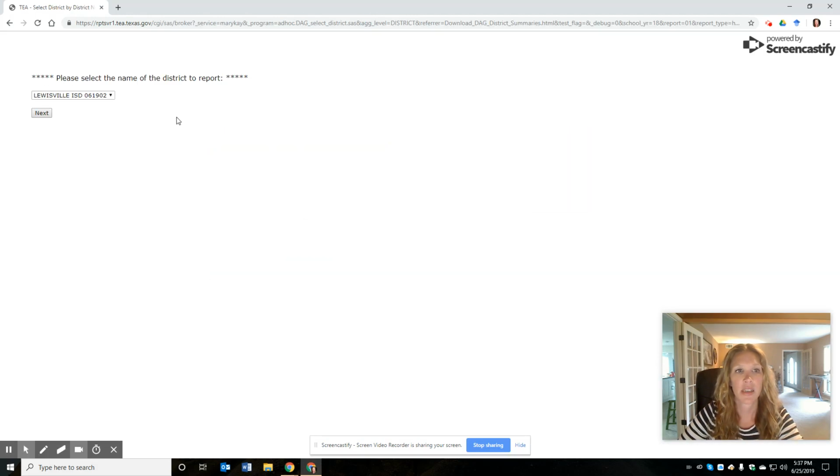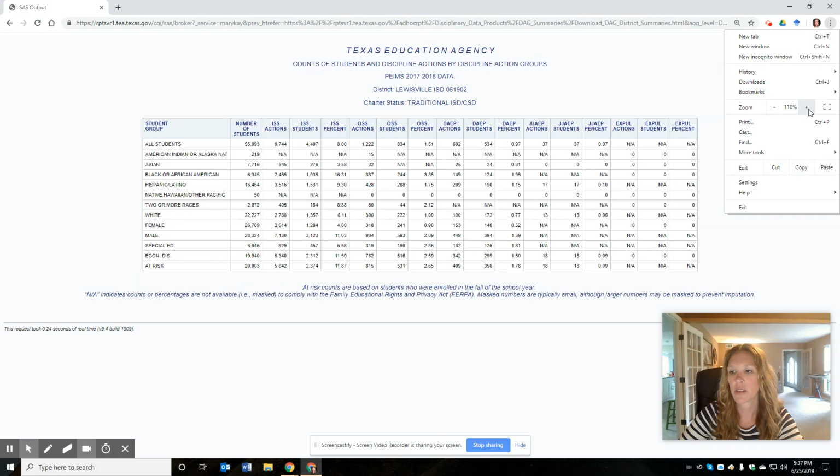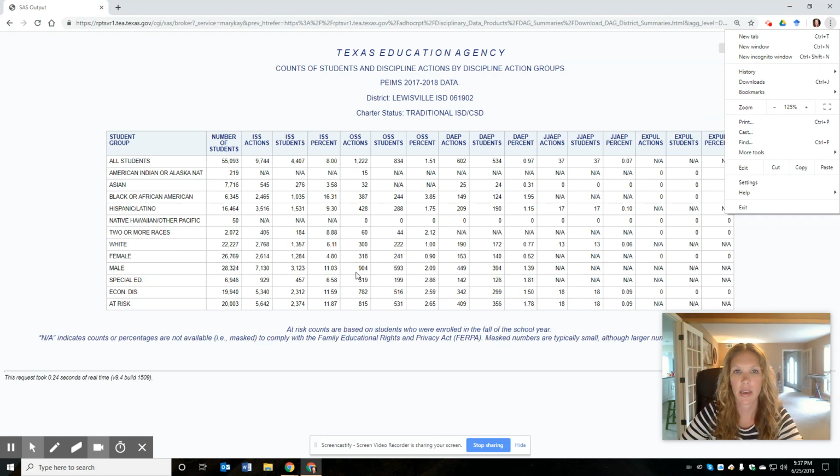Now it brings you to the secondary page because some districts have multiple names, like Austin is Austin ISD, but it's also Austin Charter, and so they want to make sure that they know which one you're talking about. We'll click Next. And what that's going to pull up is this nice little report here. I'm going to see if I can make that a little bit bigger for you guys.